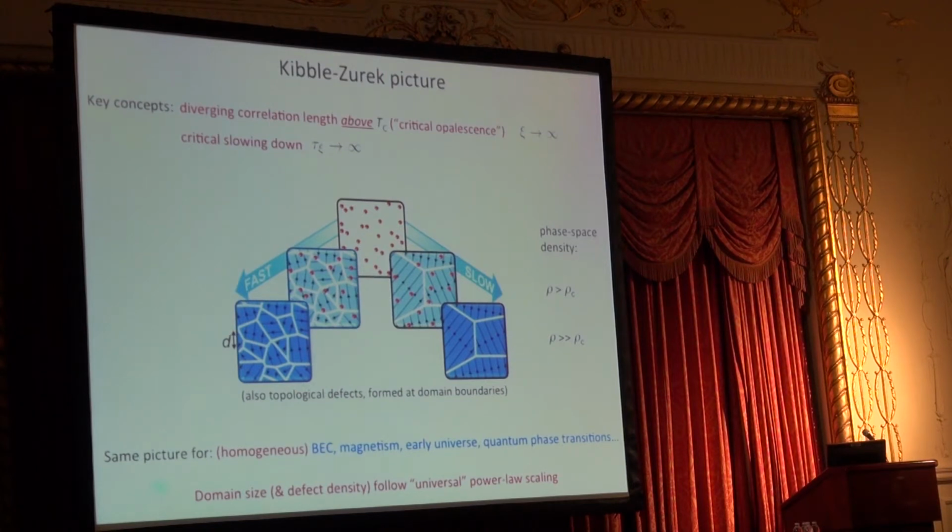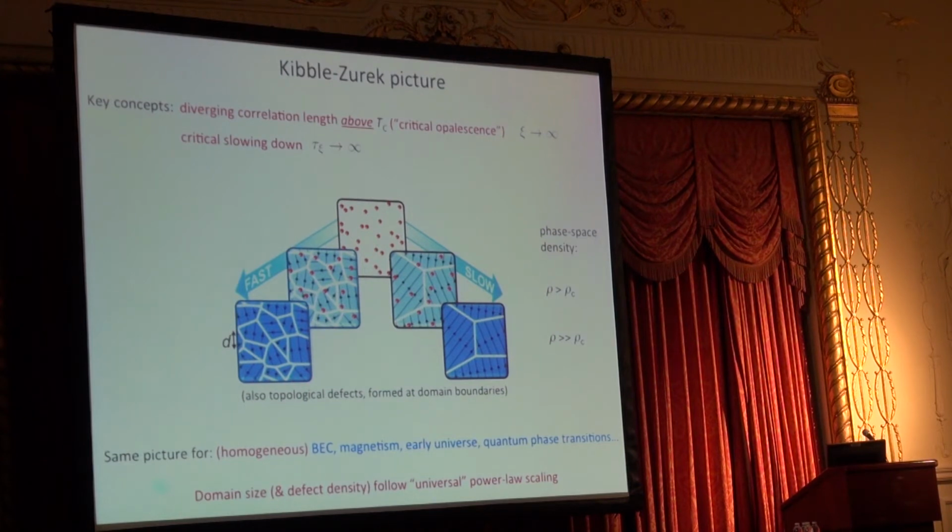Now, slightly more theoretically, what is behind this picture is that in order to develop, say, a BEC with a uniform phase, the correlation length in the system has to diverge above TC. So in the critical region, the whole system starts fluctuating in unison. This is what we often know as critical opalescence. And then if the whole system is fluctuating in unison, when you hit TC, the whole system can jointly choose a particular phase or a particular direction of magnetization or what have you.